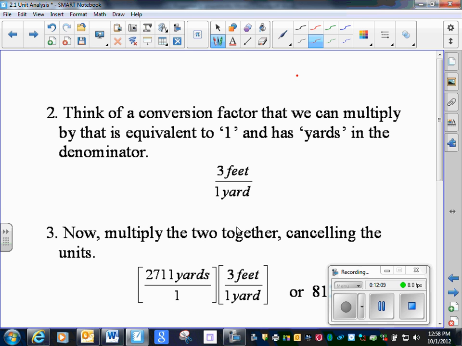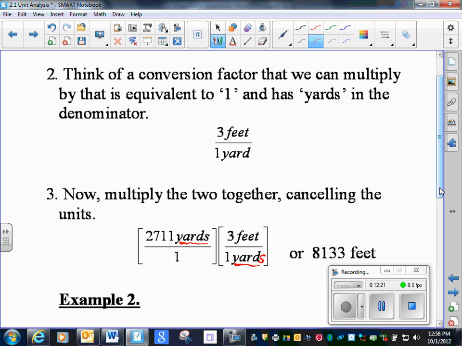has yards in the denominator, because our yards in the original problem are in the numerator. If we can find a conversion factor with yards in the denominator, we can cancel out these yards and end up with just what we want, the feet on top. So I know there are 3 feet in 1 yard, and I'm going to write it with the feet on top, so my yards will be in the denominator to nicely cancel out with the yards in the numerator.